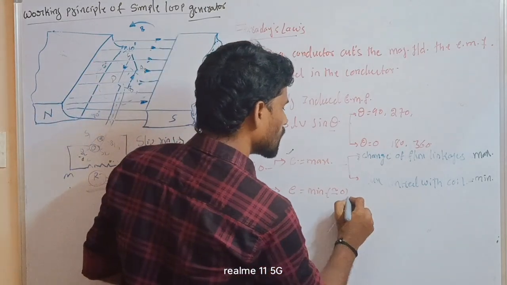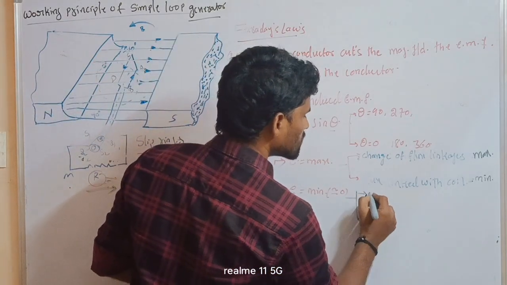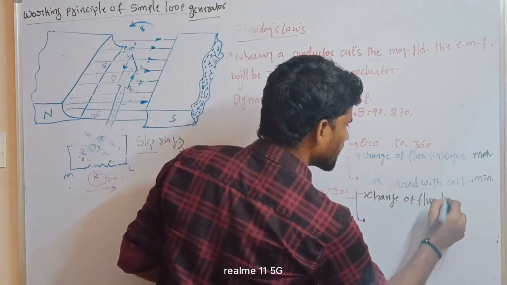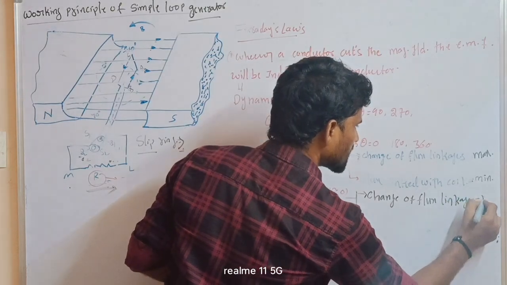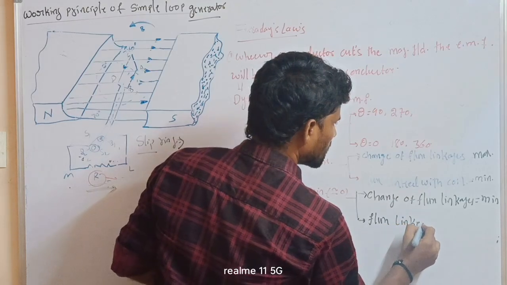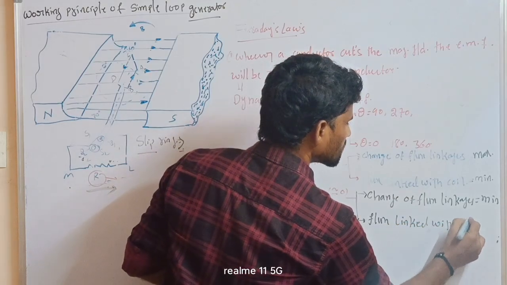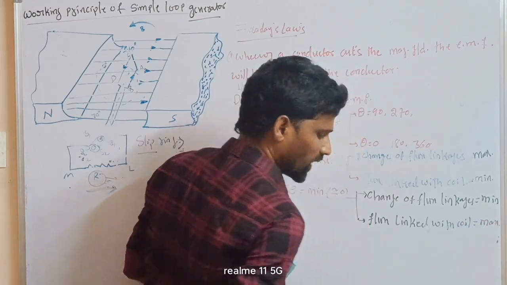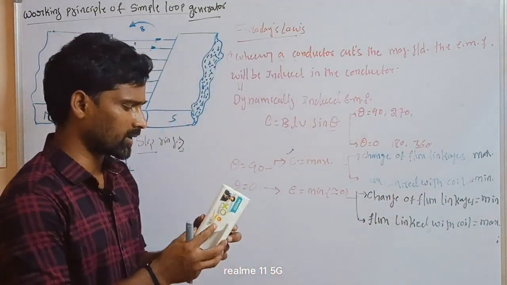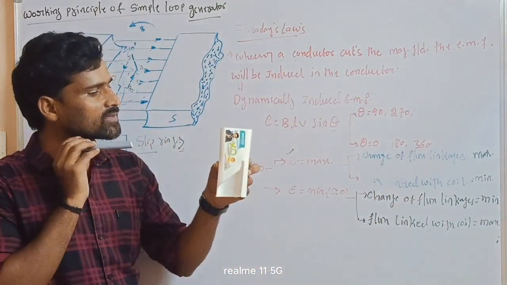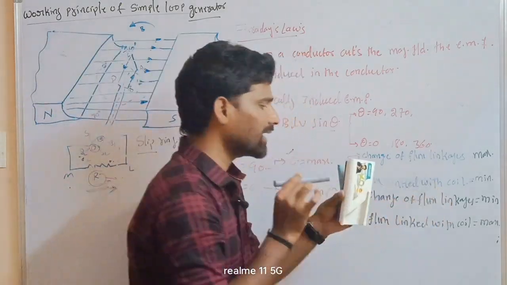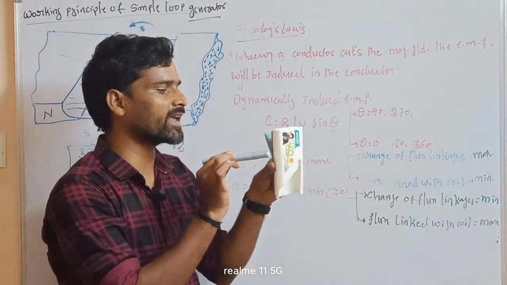When the induced EMF is 0, the change of flux linkages is minimum and the flux linked with the coil is maximum. For example, here is the conductor and those are the magnetic lines of force. When maximum magnetic lines of force pass through the coil, the flux linked with the coil is maximum.